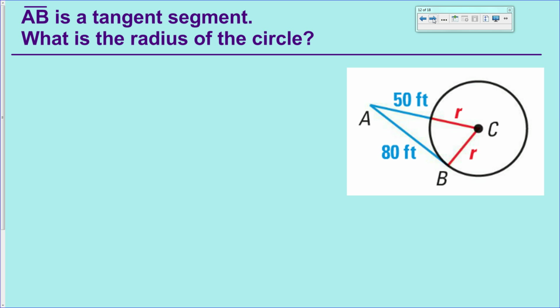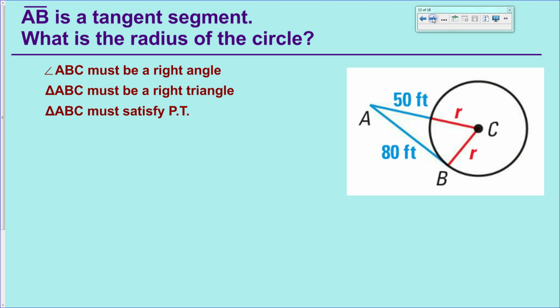Last example for us today. It tells us that AB right here is a tangent segment, and they're asking for the radius of the circle. So 50 feet goes from here to the outside edge of the circle. Well, again, if AB is a tangent line and we're given that, then we know that the triangle ABC is a right triangle, and thus all these dimensions should fit the Pythagorean theorem.